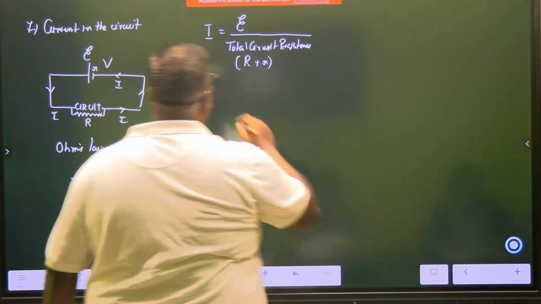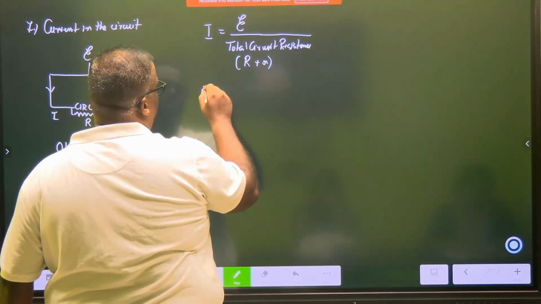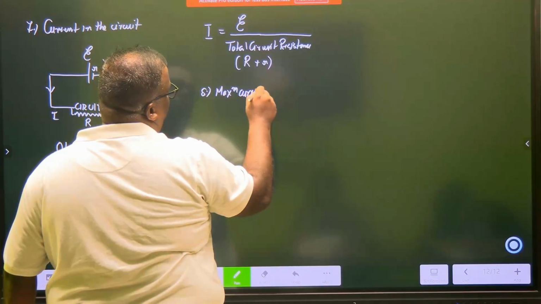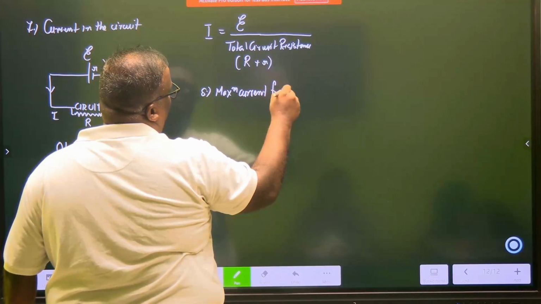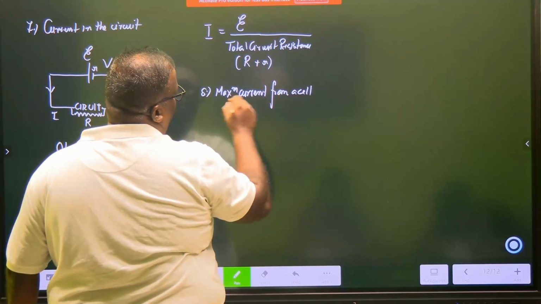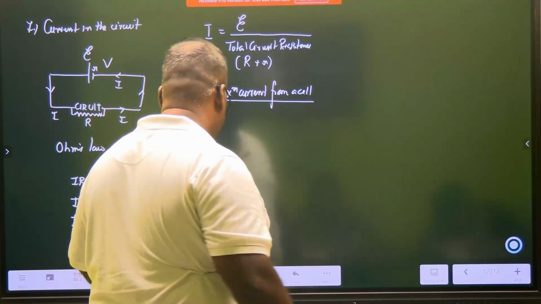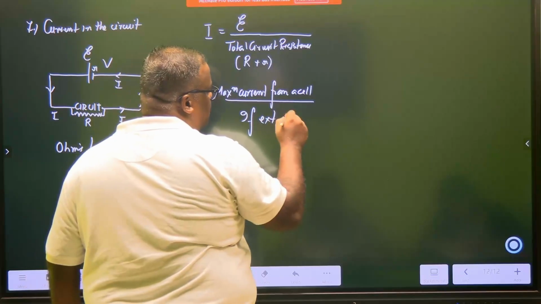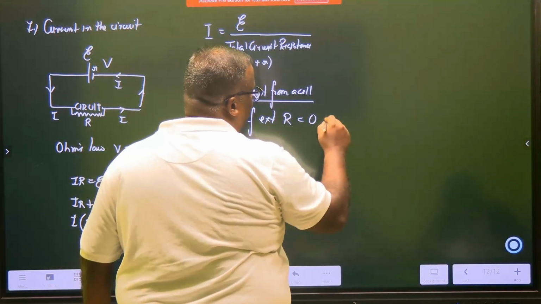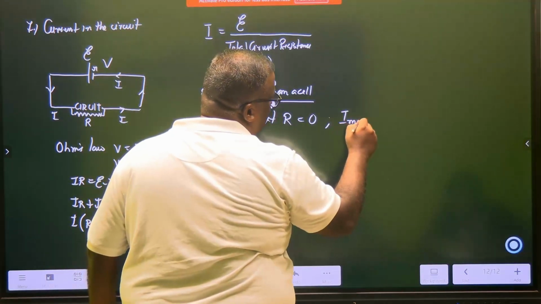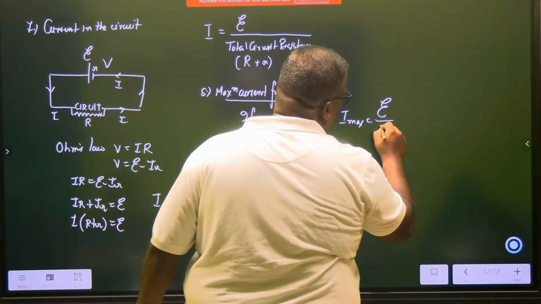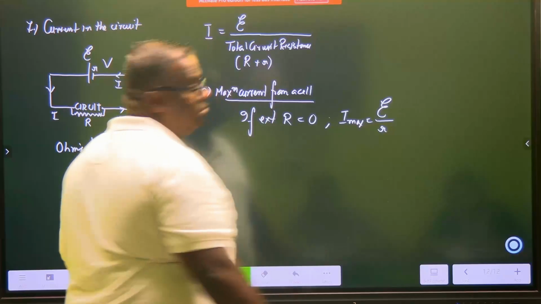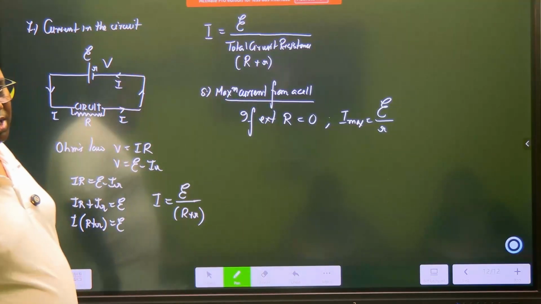Now we see maximum current. The maximum current, this is important. From a cell, how much current can I actually obtain from a cell? If external resistance R is equal to 0, then the maximum current Imax you can get is the EMF divided by r. Yes or no? This is the maximum current you can get.